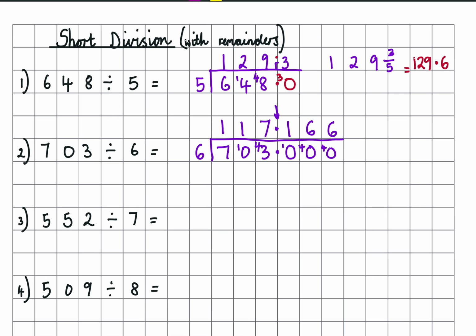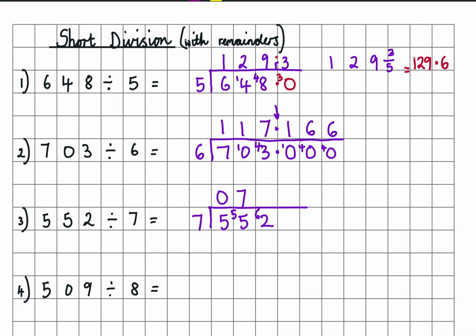If we move on to question number 3, again, we'll give this a go. So draw the bus stop. We'll do 552, and the 7 goes on the outside. So we say 7 into 5. Now 7 doesn't go into 5, so we're going to put the 0 above the 5 there. I'm going to carry the 5 there. So it becomes 7 into 55. 7 into 55, I know that 7 times 7 is 49. So that goes there. 49, there's 6 left over.